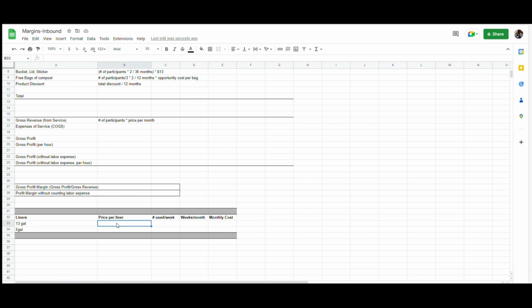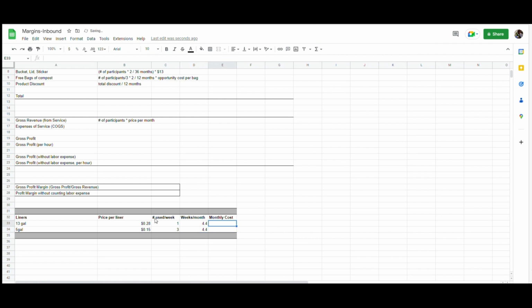Now, the price per liner, 28 cents for the 13-gallon, and I think 15 cents for the 5-gallon. And these are both dollar amounts. Okay, now the number used in a week, if it's the full 13-gallon, it's just one per week. If it's 5-gallon, I found that people often use about 3. Some use 4, some use 2, right? In the weeks in a month, how many weeks are there? We're going to say 4.4 weeks in a month.